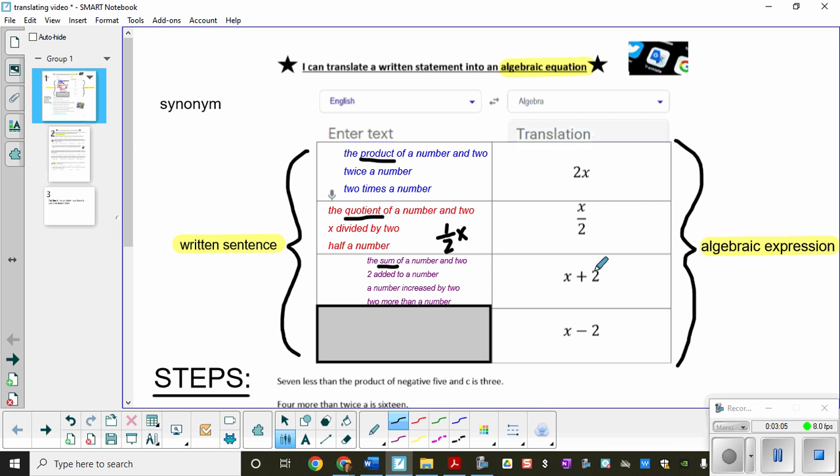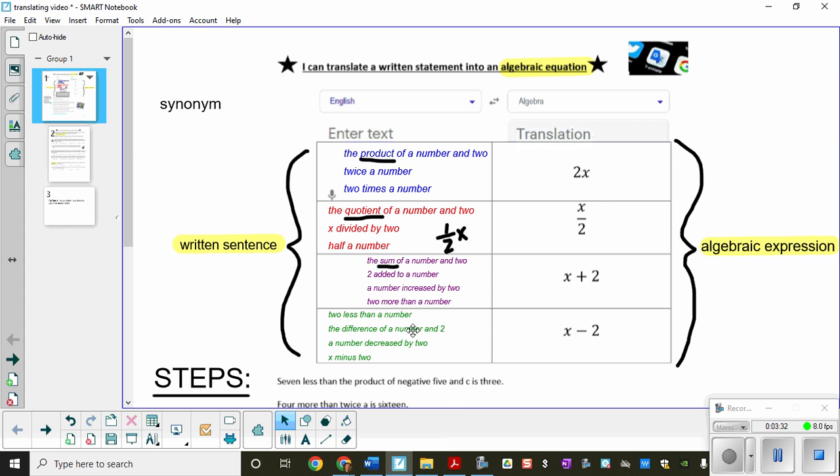We could also say that this is 2 being added to a number, 2 added to a number. We could say it's a number increased by 2, so x, a number, gets increased by 2. Or we could simply say 2 more than a number. If we have 2 more than a number, it's x plus 2. So there are 4 ways in purple of saying that.